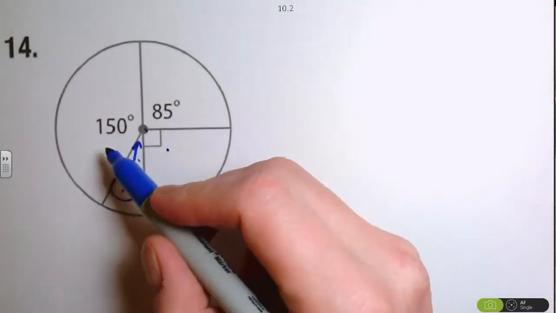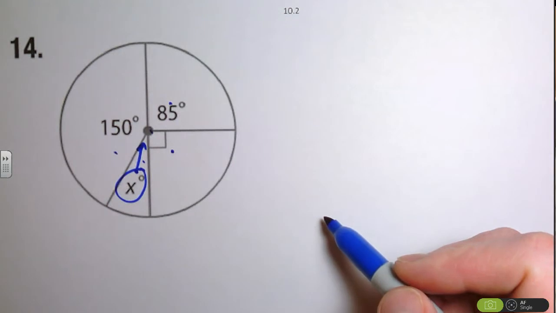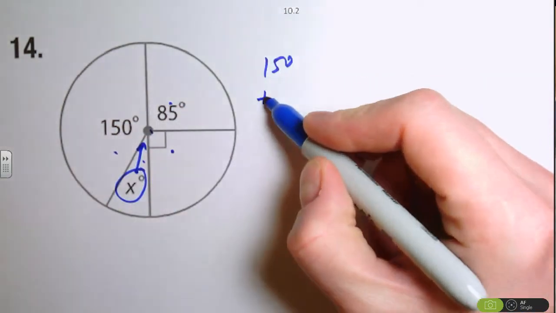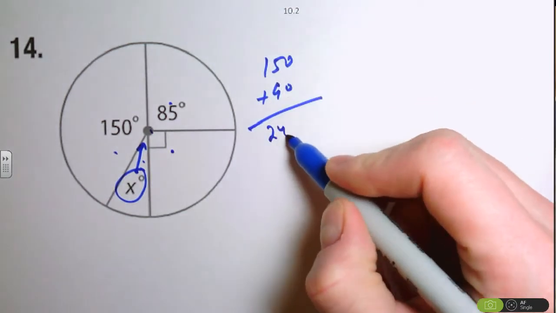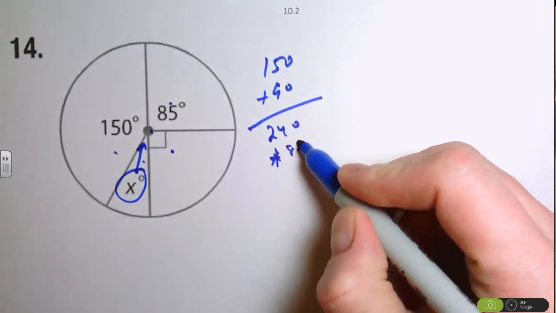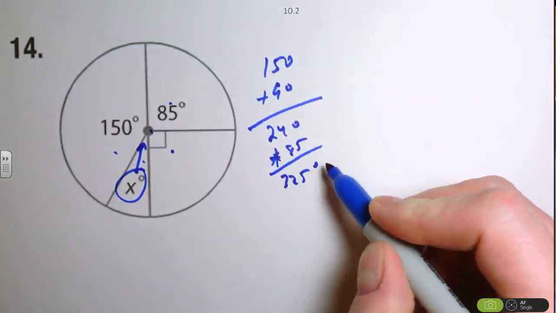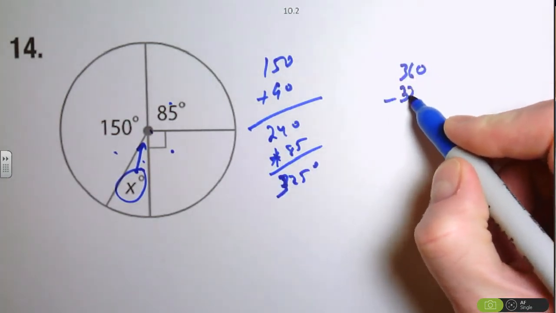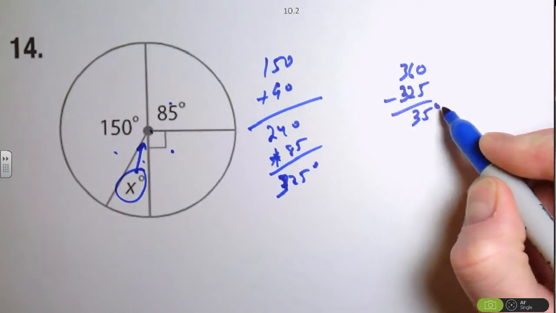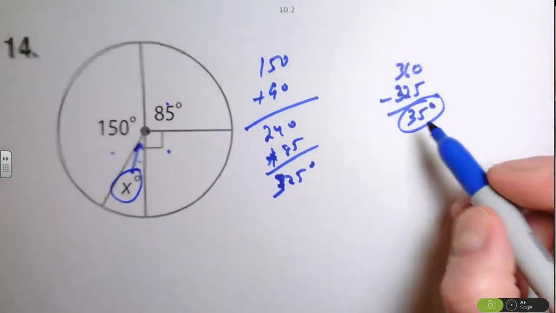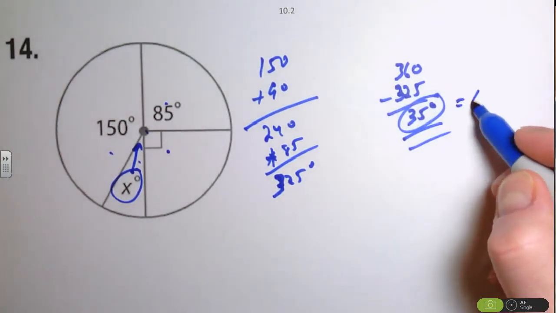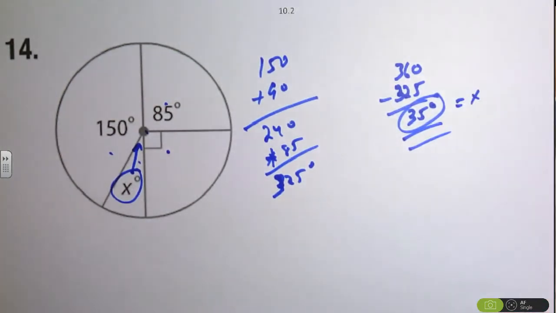And all four of these angles together have to add up to be 360. So if I add up the three that I know, 150 plus 90 gives us 240, plus another 85 gives us 325 degrees. So 360 minus 325 will give us our leftover degrees, 35 degrees. Okay, so that's x. All right then. Next example.